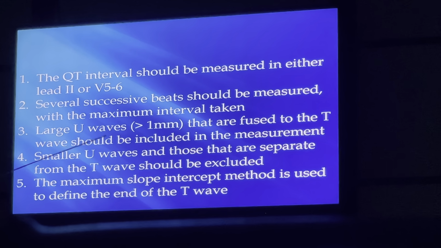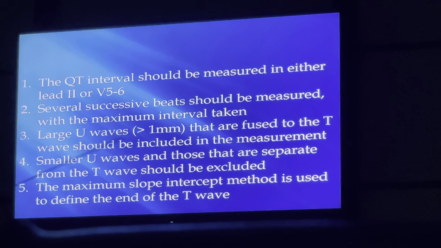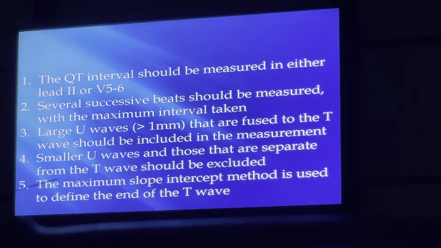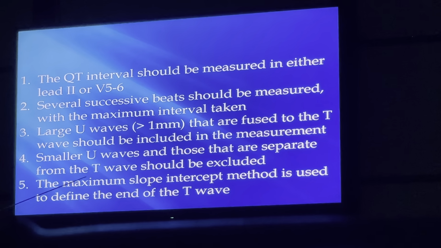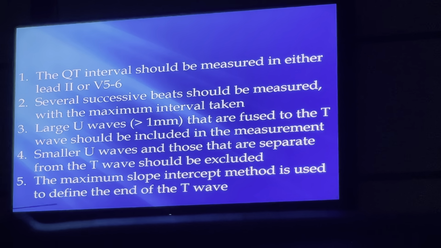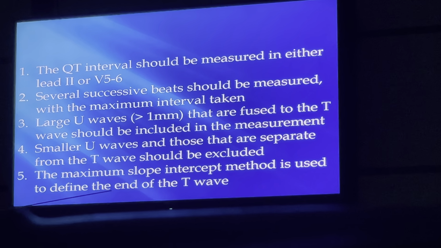The large U waves more than 1 millimeter that are fused to the T waves should be included in the measurement. Smaller U waves and those that are separate from the T waves should be excluded. The maximum slope intercepts method is used to define the end of T wave.